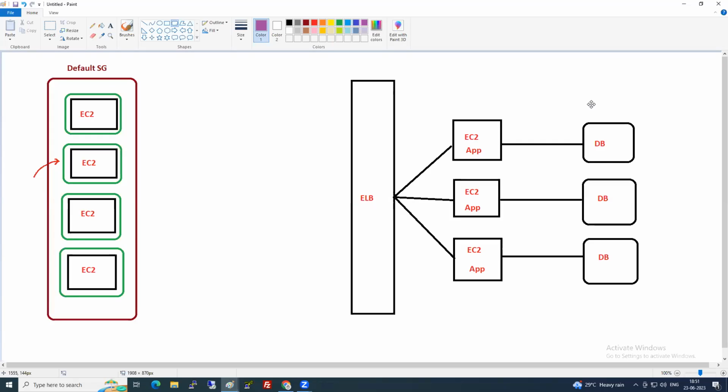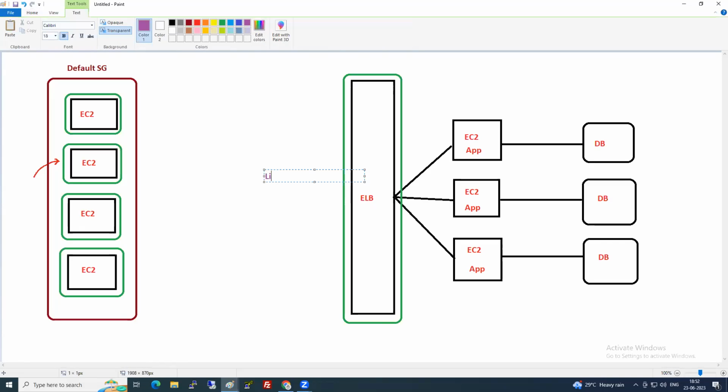No. So instead of that, we create a security group for the load balancer separately. Now tell me, what protocol should the load balancer listen on? HTTP. So I have something called listeners. What is the protocol that I should use? Either HTTP or HTTPS, because you are accessing your application through the load balancer.